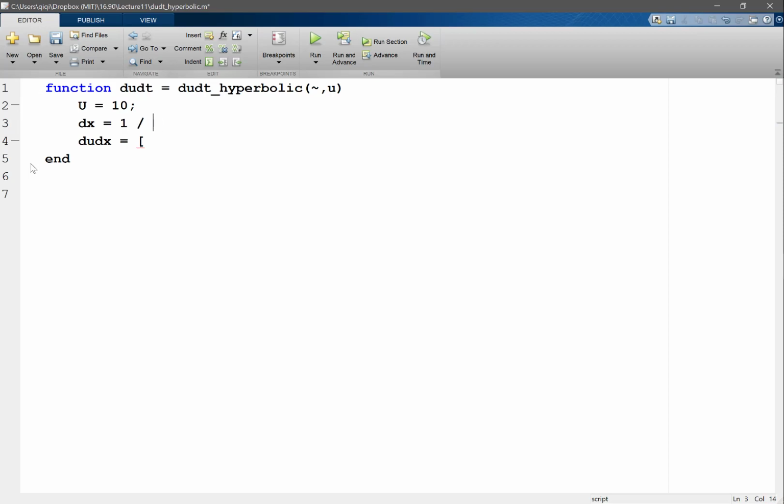Dx, let's say, is 1 over n, where n is the number of grid points, which is also the number of intervals if we have a periodic boundary condition. So n is going to be the length of our input u. So the first du dt is going to be u at the right-hand side, which is u2, minus u at the left-hand side, which is actually beyond the domain. But because we have a periodic boundary condition, the one immediately to the left of the first grid point is actually u n, right? Okay, so that we are going to divide the entire array by 2dx. So u of 3 to n minus u of 1 to n minus 2.